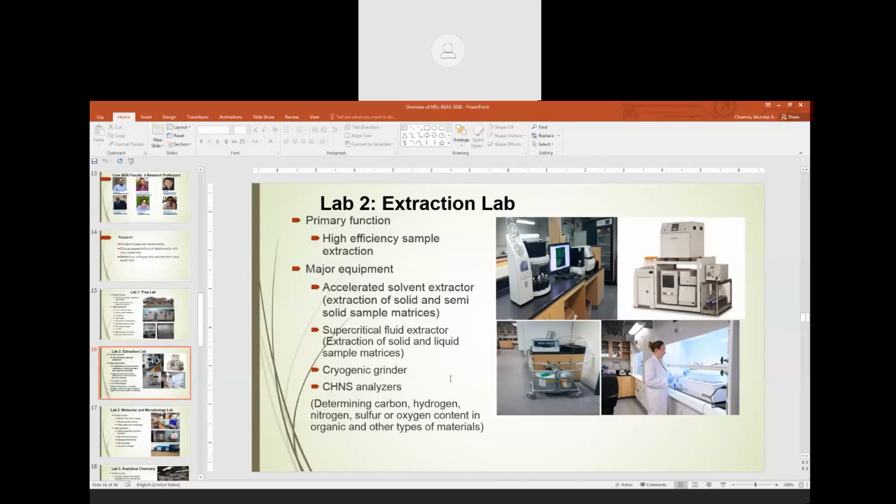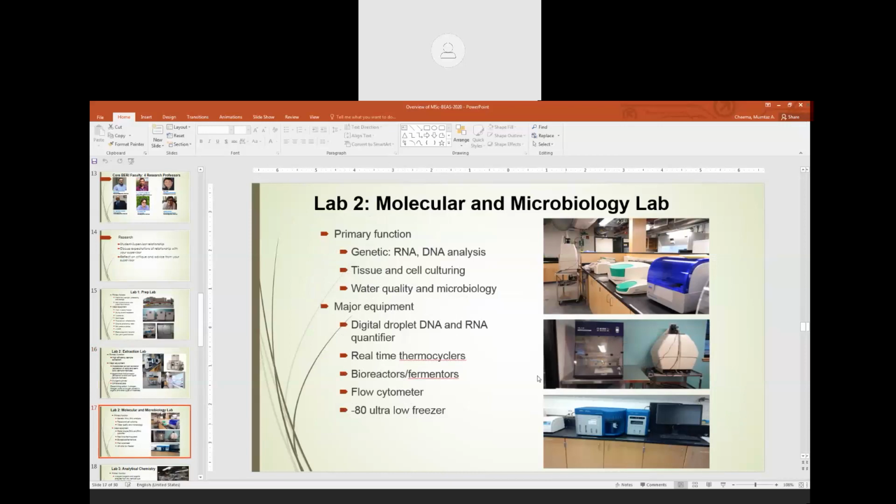But in addition to that, the same lab is also shared for the molecular and microbiology piece as well. We have here, for the genetics, the RNA and DNA analysis, all these machines. These are the digital droplet DNA and RNA quantifier, the real-time thermocycler. You will see here the bioreactor flow cytometers. So again, we have one freezer that is minus 80.